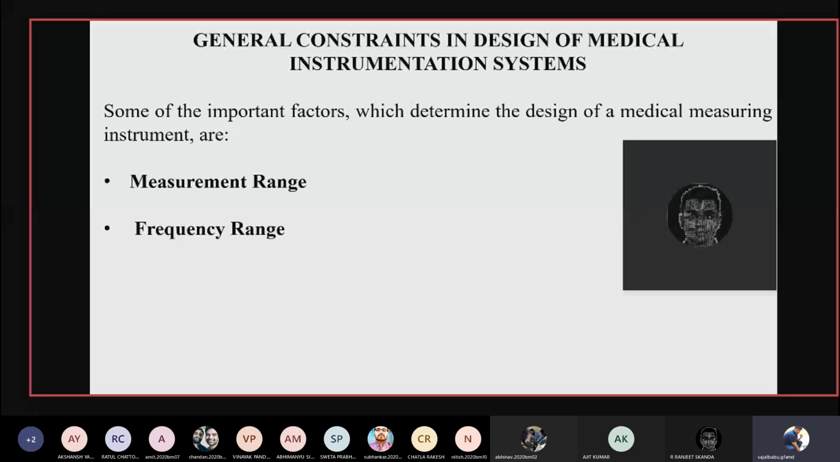So let us start. What are the general constraints that we need to consider whenever we are going to design medical instruments? If you are designing any medical instrumentation system, what are the basic general considerations or constraints that you are going to have while designing? Okay, so you may also call them design constraints.